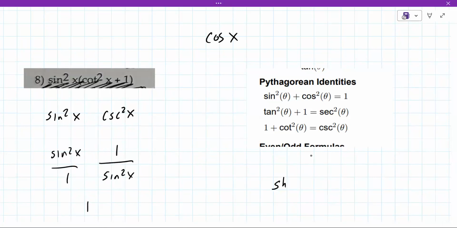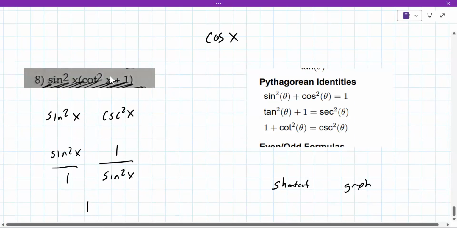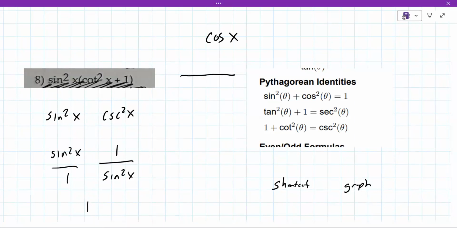A shortcut, which doesn't work all the time, is to try to graph it and see if you notice something from the graph. Like this one would graph to just a straight line at 1. Sometimes they're intuitive, obvious once you see that, but not a guarantee. It works sometimes, not all the time.